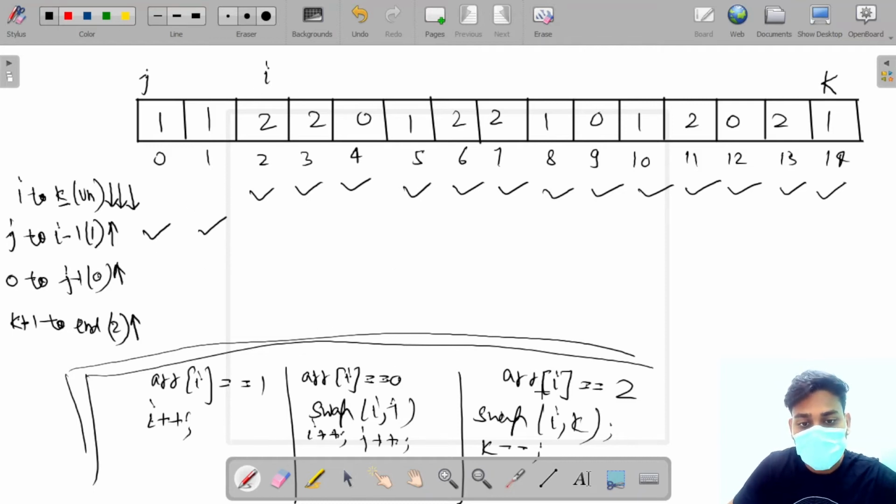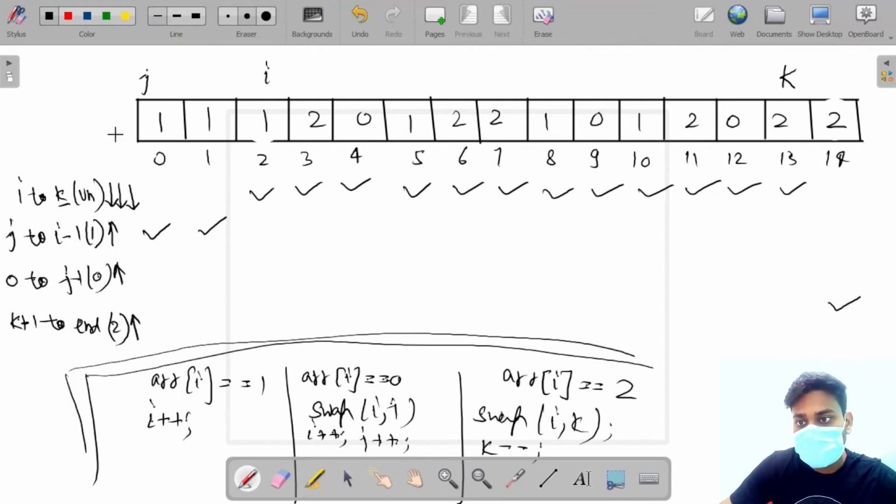Now arr of i equals 2. Now what do we have to do? We have to swap it with k. So first swap it. So here it should be 1 and here it will be 2. And then we have to decrease the value of k. And now here what happened? The unknown region decreases by 1 and the region of 2 increases.